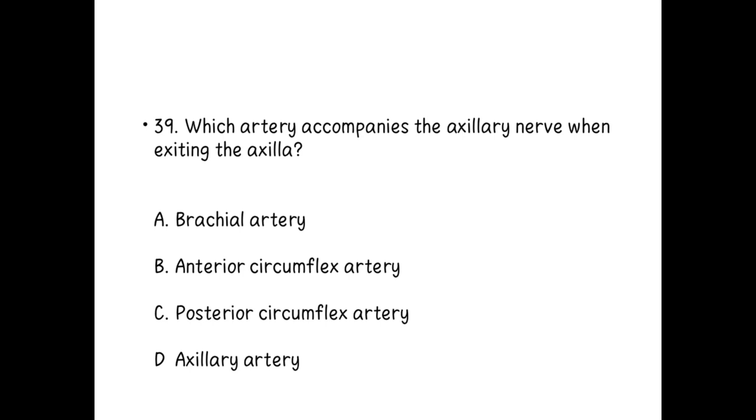Number 39. Which artery accompanies the axillary nerve when exiting the axilla? A, brachial artery. B, anterior circumflex artery. C, posterior circumflex artery. D, axillary artery. So which artery accompanies the axillary nerve when exiting the axilla? The right answer to this question is C, the posterior circumflex artery. It is called the posterior circumflex humeral artery because it forms some kind of a circumference. It goes around the head of the humerus bone.